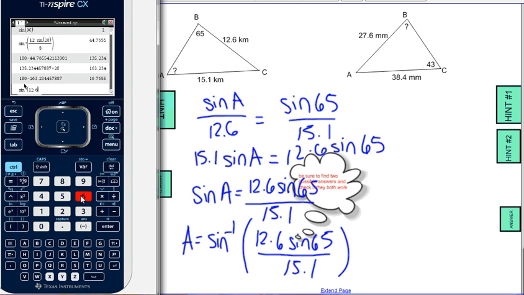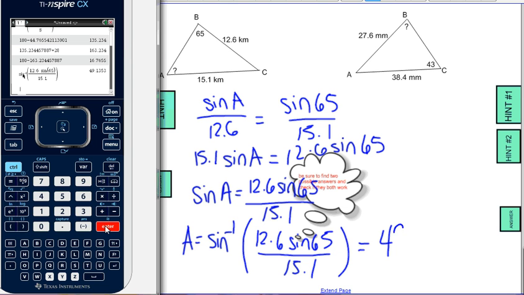So we'll do sine inverse of 12.6 times sine of 65 divided by 15.1. That gives us 49.1 degrees. So for sure, this is one solution to our triangle here for angle A. Angle A has to equal 49.1 degrees.